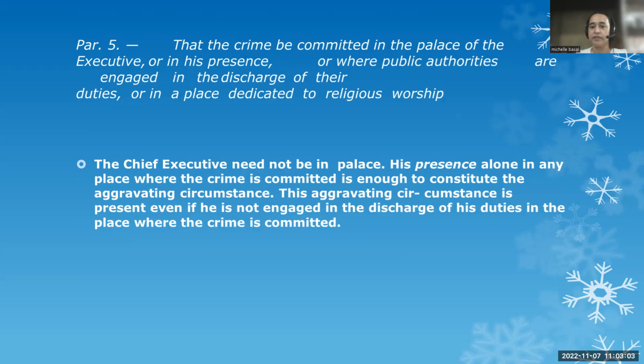Also, if a crime is committed in a government office, we cannot also do that. We cannot just run amok in government offices, especially if the employees and officers or public authorities in these public offices are actually in the discharge of their official functions. Because if a crime is committed, such as unjust vexation, or if it damages property, malicious mischief, then there's an aggravating circumstance on that. And the penalty could be higher.